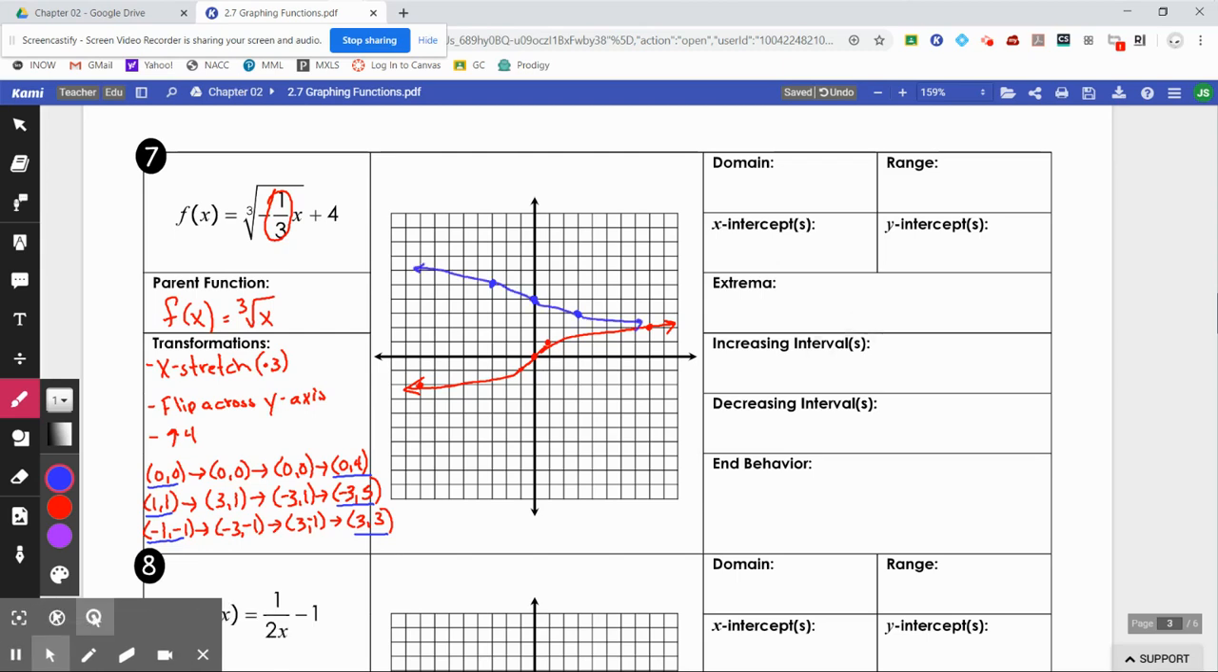Okay, so your domain will be all real numbers. Anything can be plugged in. Your range, this graph will increase to the left and decrease to the right forever, so it will be the infinities as well, all real numbers.